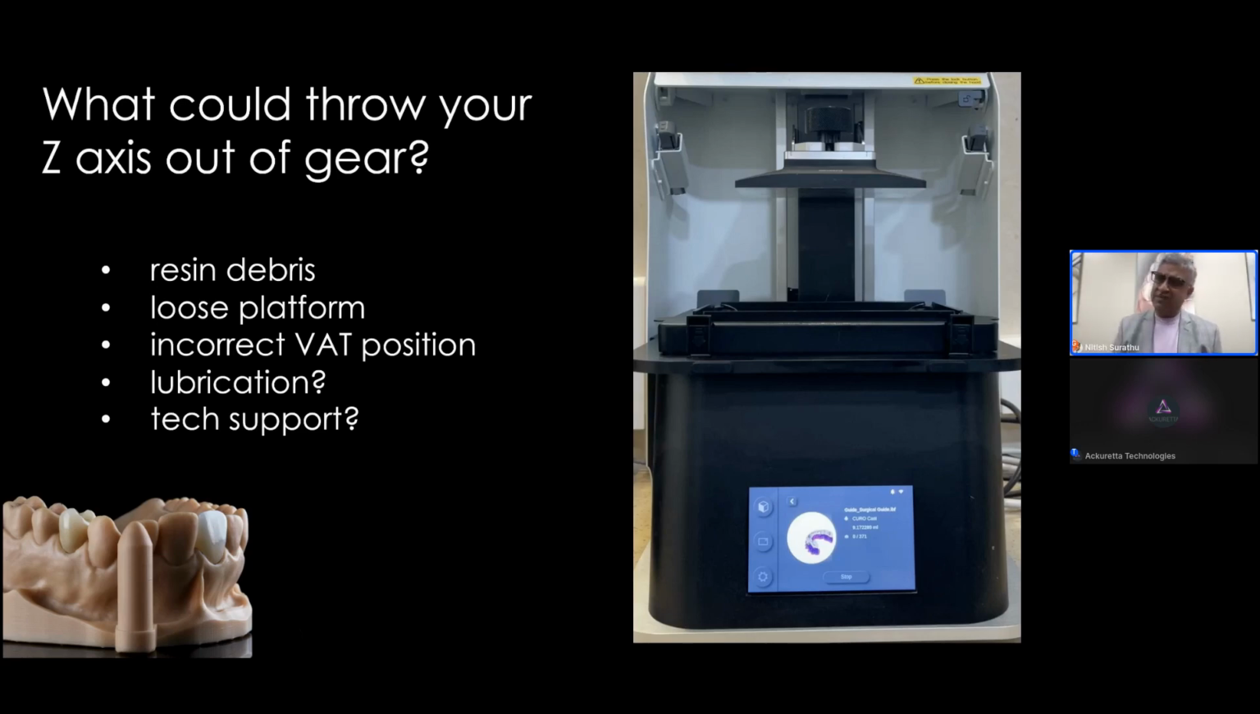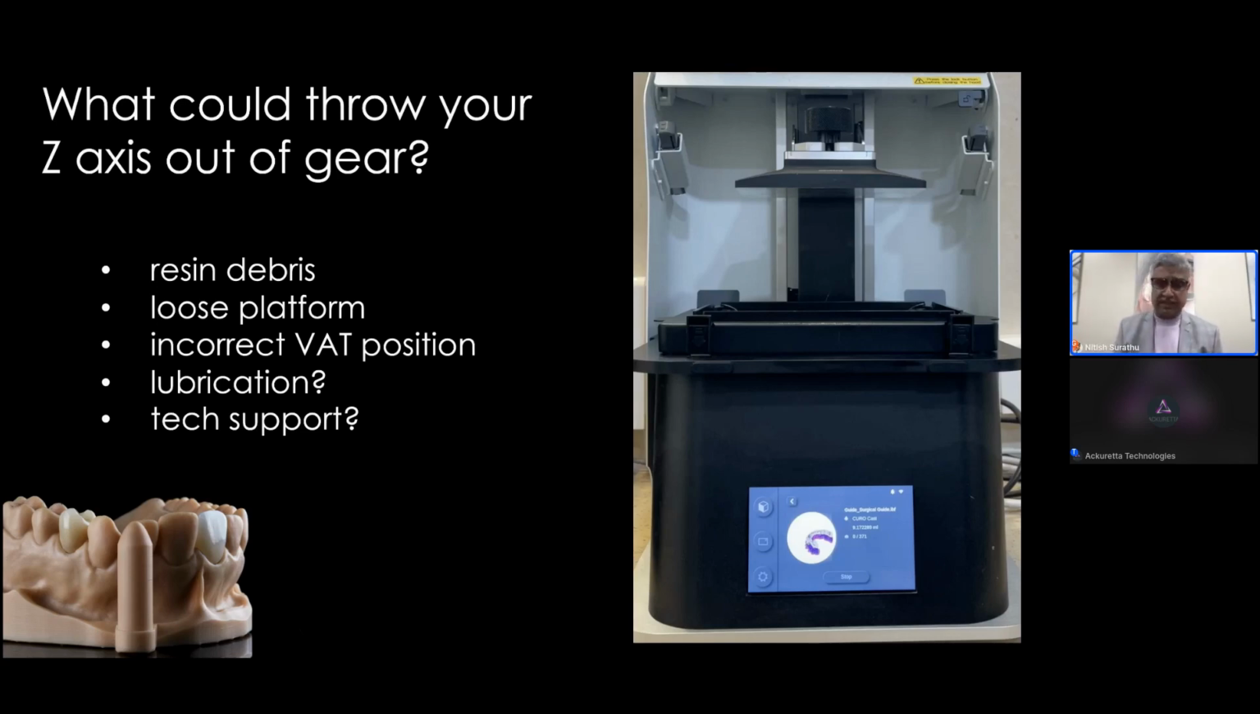The most common thing that could throw your z-axis calibration out of gear is when you have debris left in the resin from a previous failure. So there are bits of resin left behind. You haven't cleaned your vat properly, and that's something we're going to talk about at the end of this presentation. What do you do when you have a failure? How do you clean your vat? Because I think that's very important.